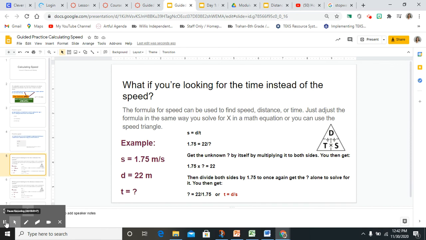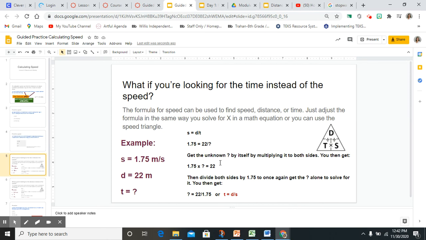Now, let's say you're looking for the time instead of the speed, which means your speed is there, but your time is not. In this case, there's a couple of different things you can do. The formula for speed, of course, is distance divided by time. But if you adjust the formula in the same way that you solve for x in a math equation, you can find the time instead. And so if you notice, based on the triangle too, time is actually distance divided by speed.